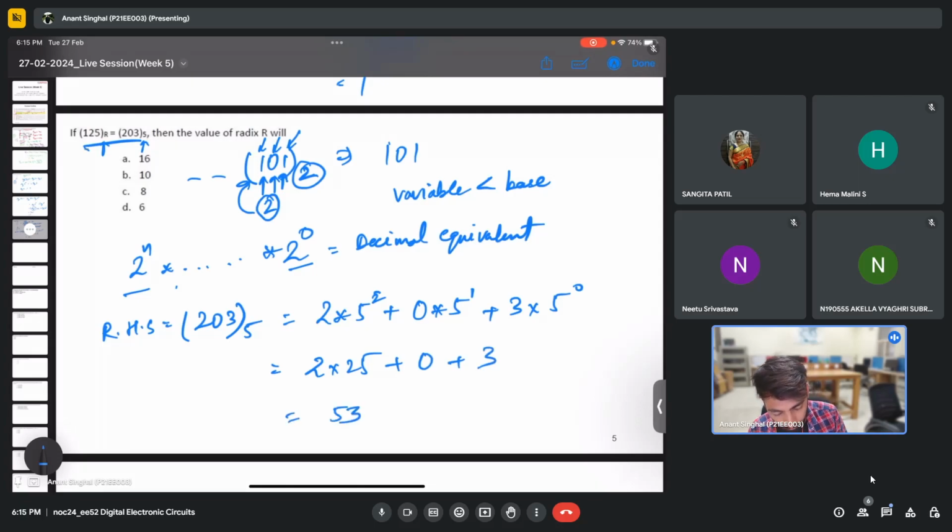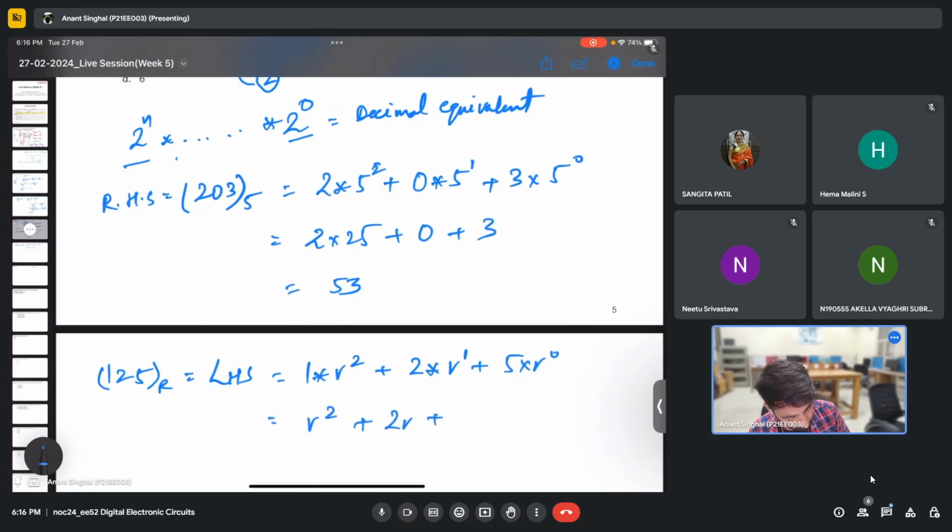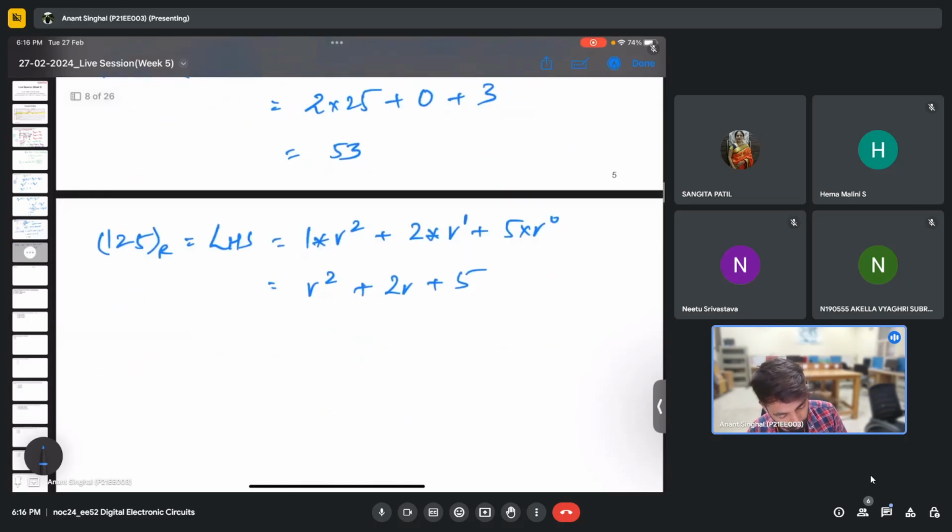And we need to equate the same with a polynomial equation in the LHS. So let's calculate LHS, which is this. Again I'm doing 1 times r square, then 2 times r raised to the power 1, and finally 5 times r raised to the power 0. So this is r square plus 2r, finally this is 5r. Sorry, not 5r, it is only 5. So equating the first and second equation, r square plus 2r plus 5 equals 53. So r square plus 2r plus 5 minus 53 will give me 48.